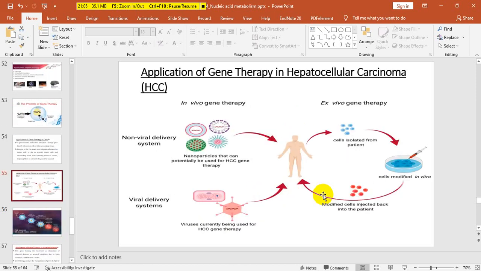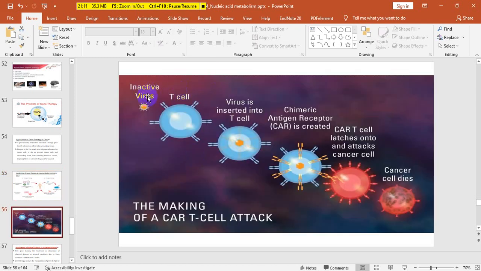So let's go to the next. This is so complex, and we'll be doing this in immunology. Here we have an inactive virus and a T cell. The virus will bind to the T cell, because T cells mediate the cell-mediated immune response. They are cells that fight organisms. So it will enter the T cell, and when it enters, the T cell will also produce chimeric antigen receptors, these yellow ones. And the yellow ones will bind to the cancer cells.